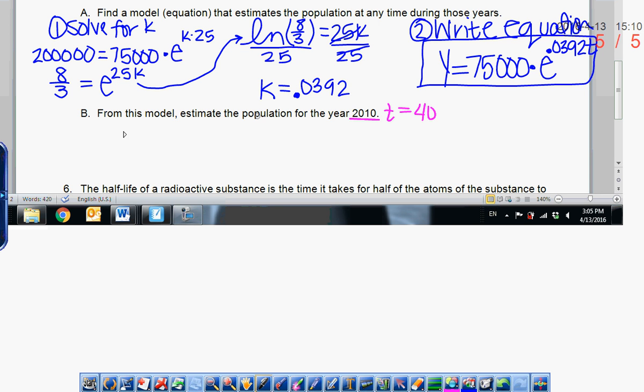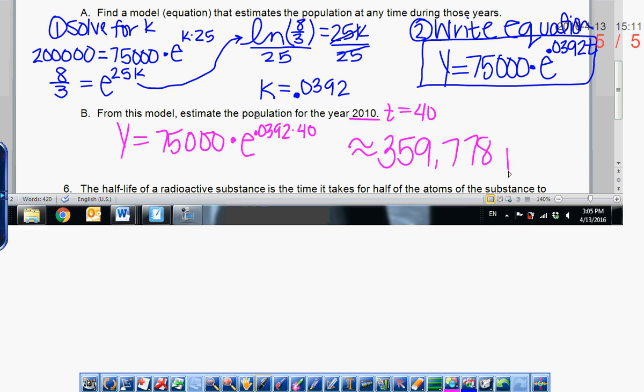Okay, so y equals 75,000 times e to the 0.0392 times 40 power. Make sure if you have the older operating system that you put this exponent in parentheses. And let's round to the nearest whole person. What do we get? 359,778 people. Make sure you can get that answer.